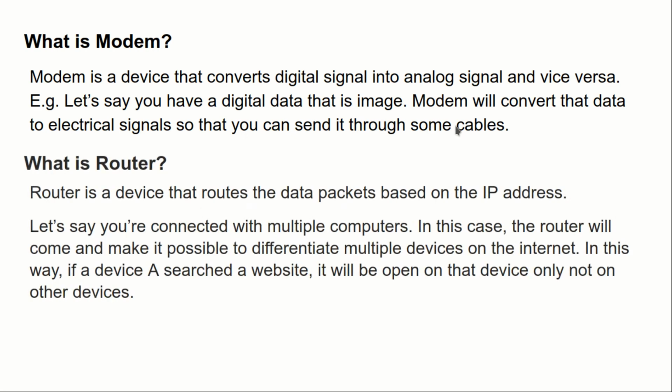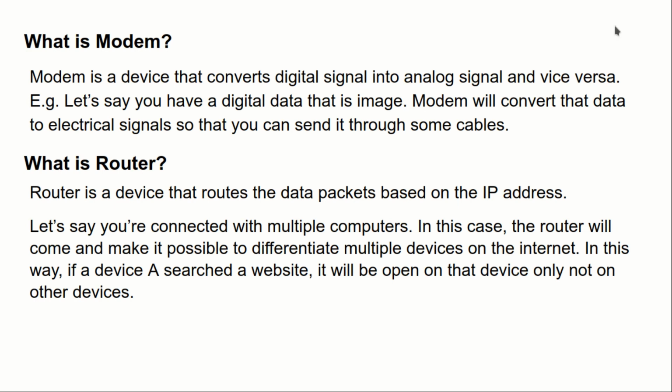Now let's look at the router. A router is a device that routes data packets based on the IP address. What does it mean? Let's say you have three devices connected to the internet. Device 1 sends a request from a web application, device 2 sends a request from a MongoDB server, and device 3 sends a request from a chatting application. All the requests will be sent to the ISP. The ISP will then send the data to the server. Now the server will respond back to the ISP, and the ISP will respond to the router and modem.